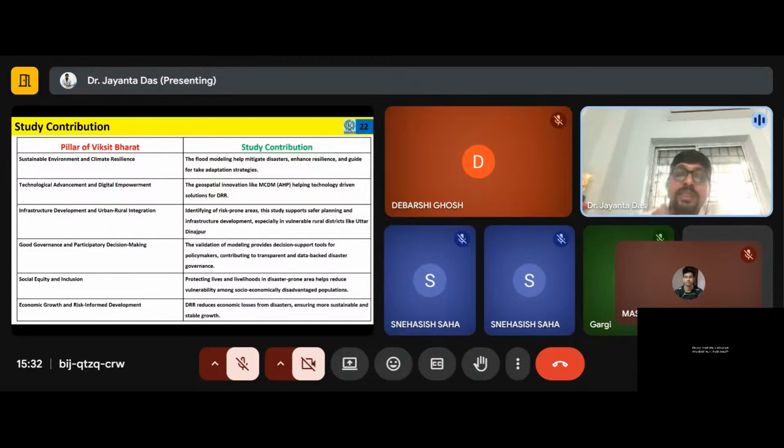If you see the previous flood in North Bengal, we found that many casualties happened basically among disadvantaged groups of people. And economic growth and risk-informed development. DRR reduces economic losses from disaster, ensuring more sustainable and stable growth. So this way we can contribute to the pillar using our geospatial science.